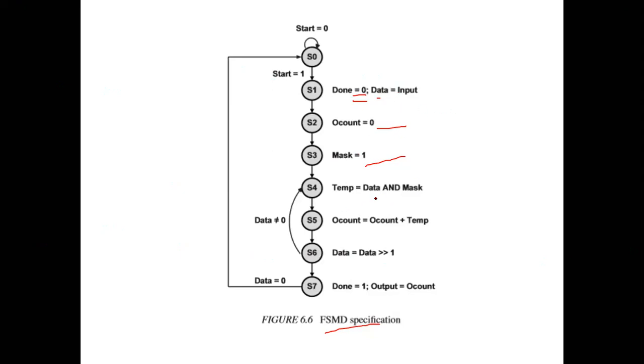Then state 4 will be the same. The temporary variable will be taken as data and mask. Whatever the mask value is 1, and whatever the input, that will be added together and stored to the temp variable. Then state 5 means output count equal to output count plus temp.